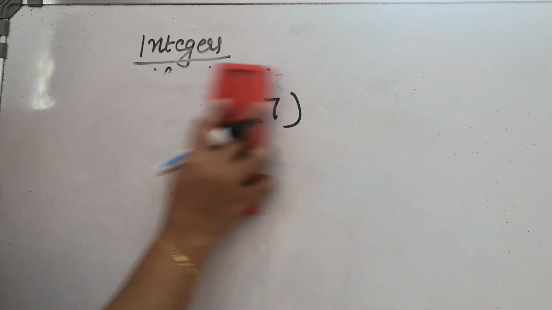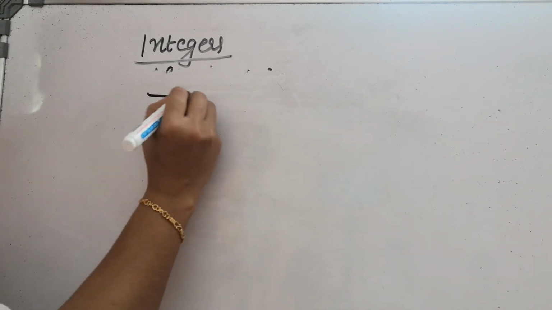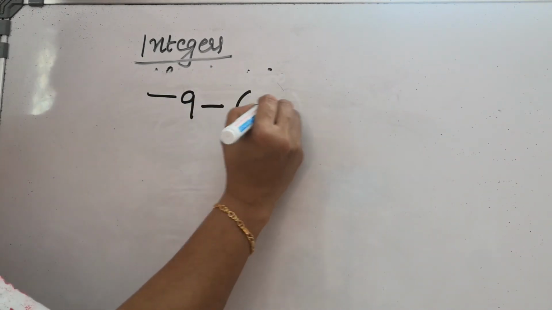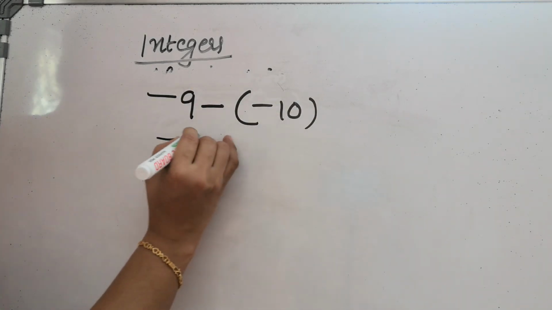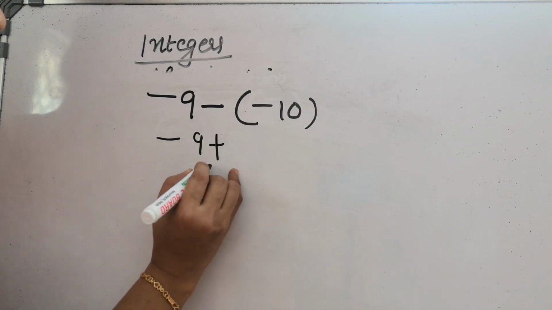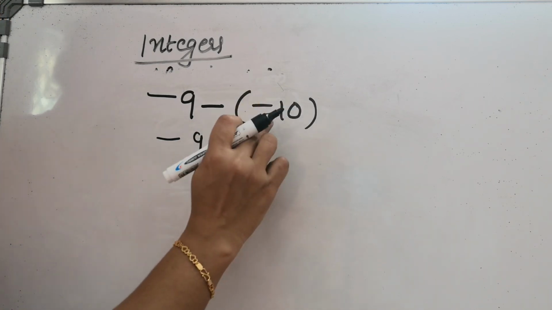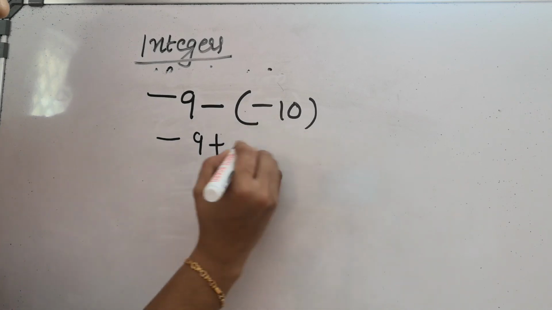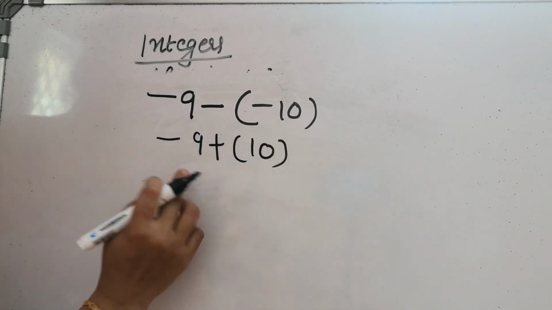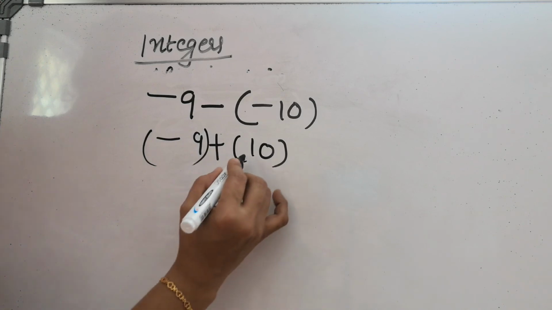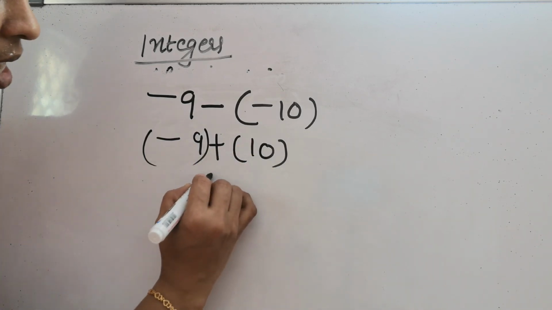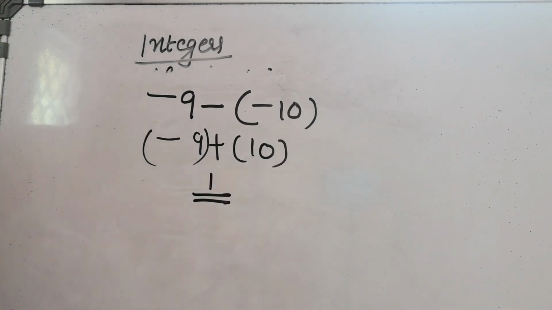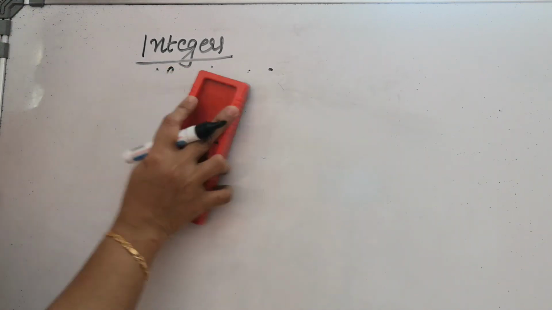Clear? So the next example, negative 9 subtract with negative 10. Our next step, you have to write negative 9 here, put the positive sign here, and find the additive inverse of negative 10, which becomes positive 10. So here 9 is a negative number, 10 is a positive number. Then you have to subtract 10 minus 9, that is equal to 1. That is our answer, 1. In this manner we have to do the addition and subtraction of integers.